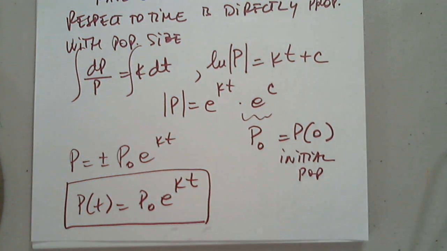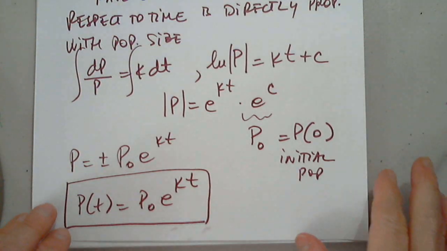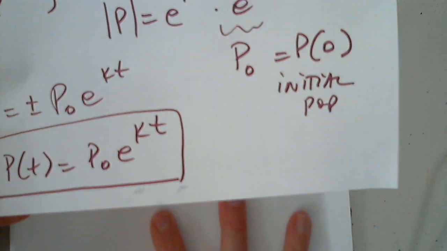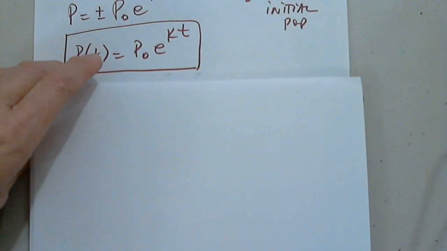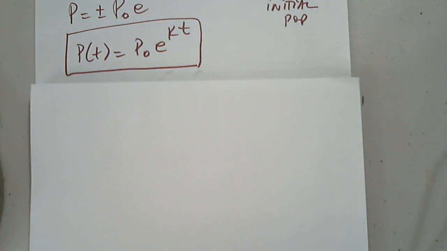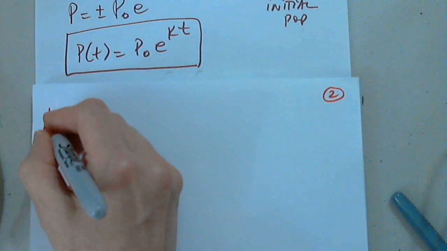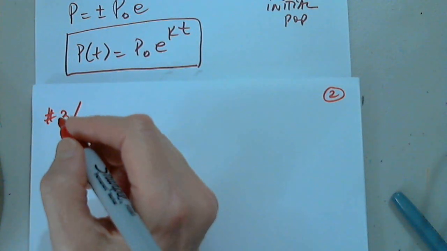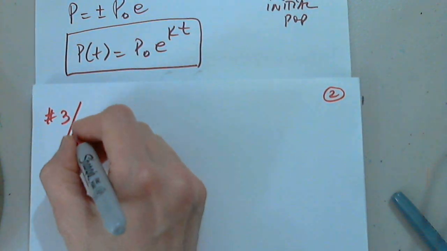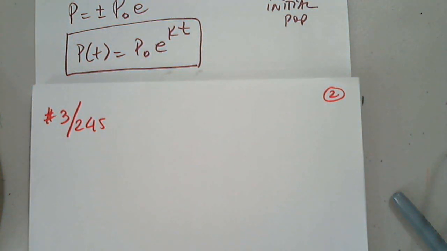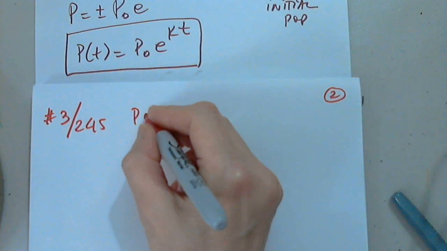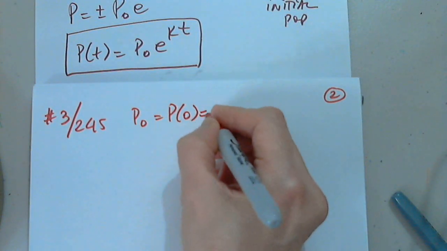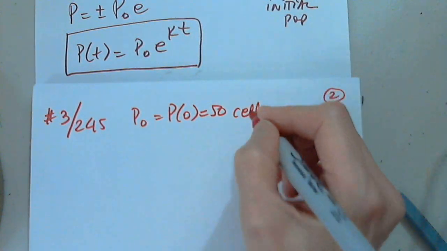And I like to look at one example. But these examples, these problems are in section 3.8. So here's the best time to present one. I'm on page 2. So let's look at problem 3 on page 245. A culture of bacterium initially contains 50 cells. So then I know that P0, which is P at 0, is 50 cells.